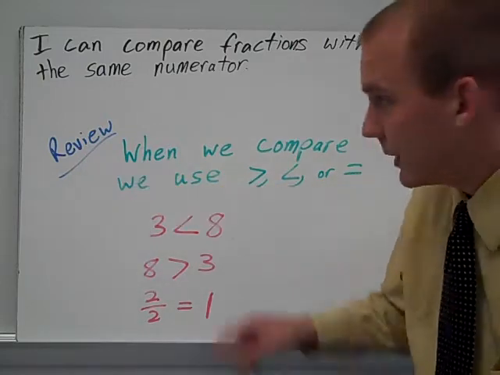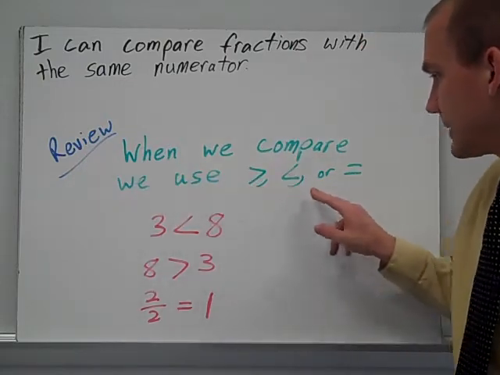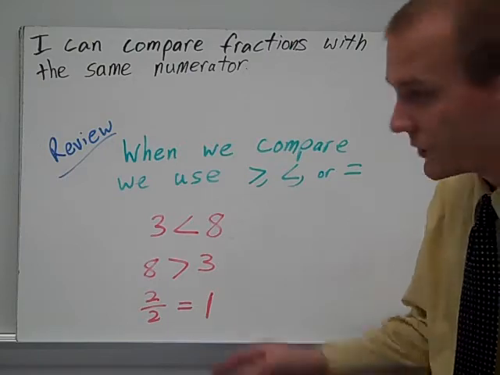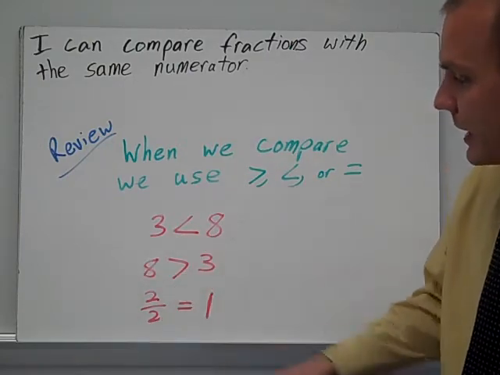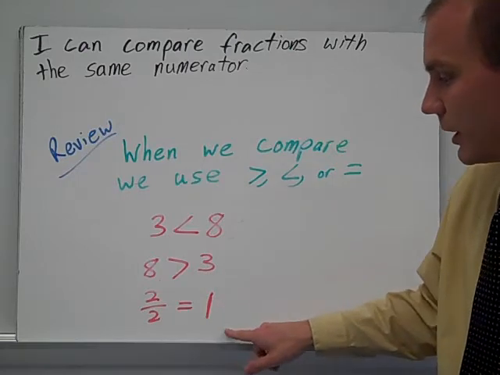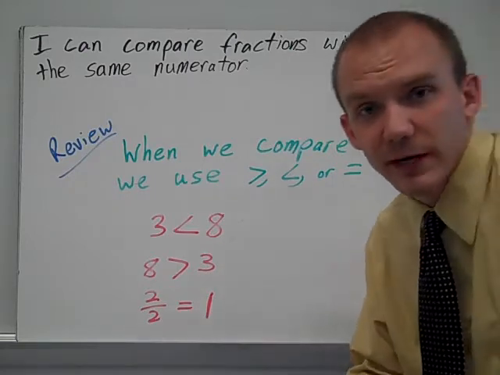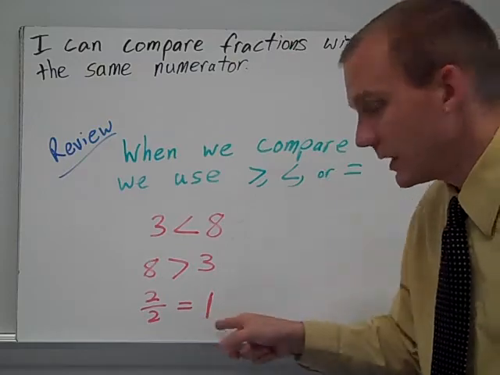Let's review comparing. When we compare, we use greater than, less than, or equal to. Here are some examples. 3 is less than 8. 8 is greater than 3. And then you have 2 halves equals 1. Again, because 2 over 2 as a fraction is the same as 1, so these are actually equal numbers.